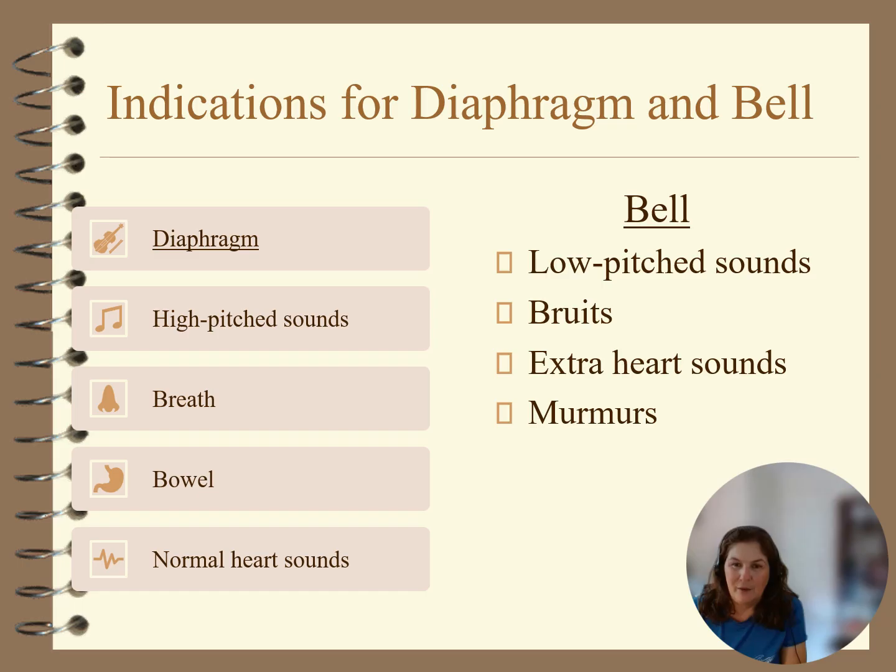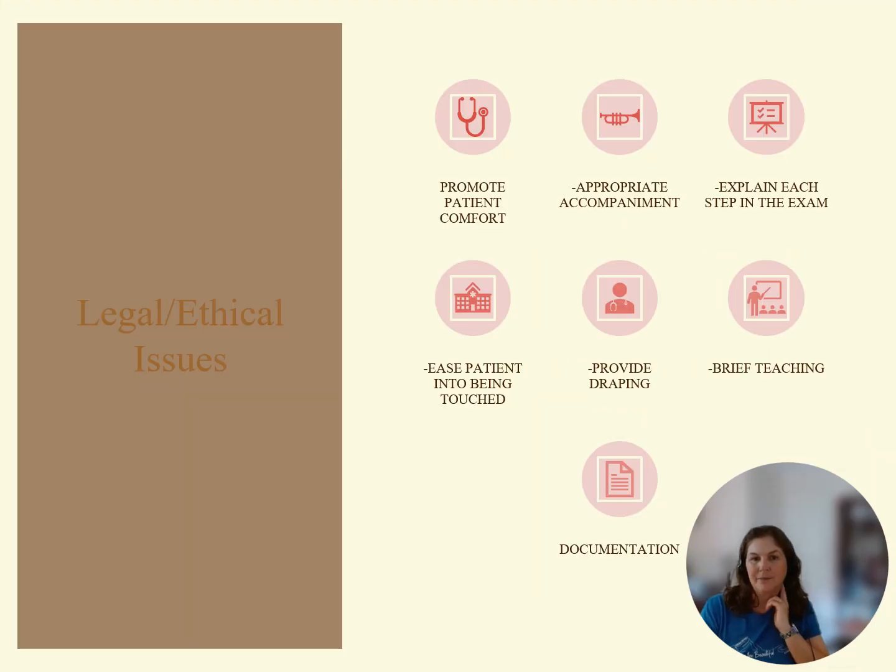Indications. You're going to use the bell for low-pitched sounds, bruits, extra heart sounds, and murmurs. The diaphragm is for high-pitched sounds, breath sounds, normal heart. Okay? That's what you're using. So the bell is for the lower-pitched and the bruits. Bruit, bell, right? And then the diaphragm you're really going to be using for those normal heart sounds, breath sounds, and high-pitched sounds. So get that in your mind, how you're going to want to remember that.